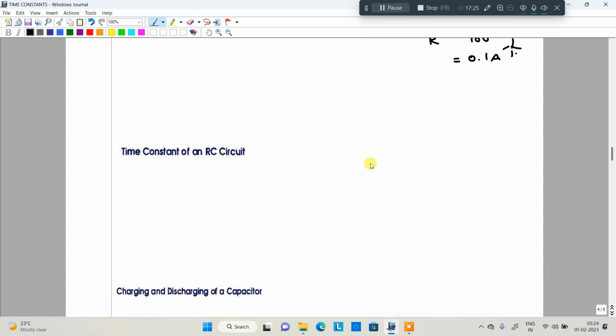The time constant of the RC circuit is lambda is equal to RC. Time constant of RC circuit, lambda is equal to RC. That is the time constant. Whenever you maintain more resistance, you will get more time constant. Whenever you maintain more capacitance, you will get more time constant. That is directly proportional.